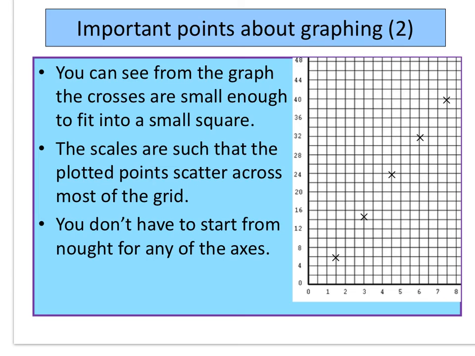Important points about graphing, page 2. Here you can see 5 points have been plotted using small crosses, and each cross is small enough to fit into a little square like this. And the last point says you don't necessarily have to start from naught for any of the axes. Here, both axes start from naught, but you don't have to, as the next page will show you.